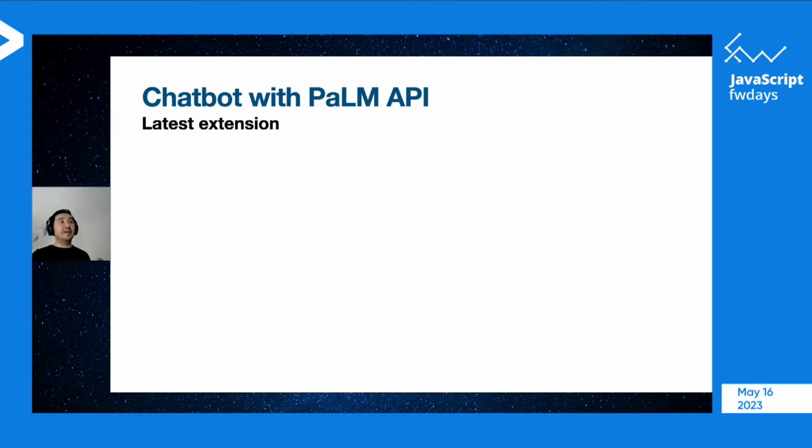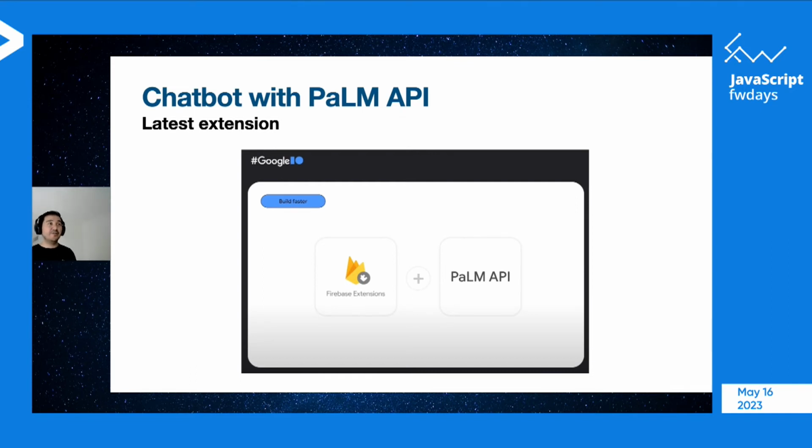Also, one of the latest extensions released last week during the event is a Chatbot with Palm API. Palm API is basically an analog of ChatGPT from Google. So they have an API like the OpenAI API, but here we have an extension that automatically integrates it with the Firestore database.